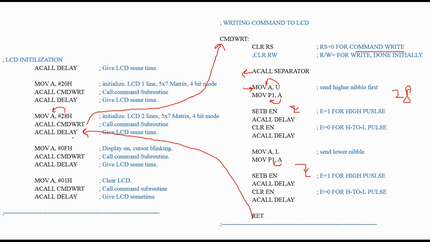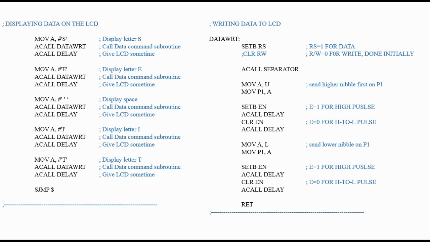Okay, so in this way we are sending the next command, that is 0FH, that is display on, cursor blinking. Then clear LCD, means 01H. So in this way we have sent commands one by one. Now the LCD has got initialized with all those commands. Now our next job is to send the data on the LCD. Now this is the routine to send the data on the LCD.